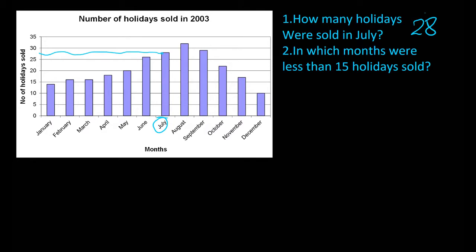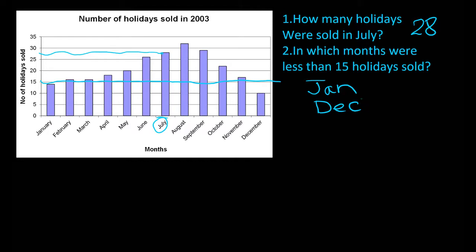And now it asks us, in which months were less than 15 holidays sold? So again, what I would do is use a ruler, rather than just my wiggly line. Oh, that's a bit straighter, look. I put the ruler across the 15, and then it would make it very easy for me to see which ones are lower than that line. So we can see in this case that January was lower and December, and all the others are just over or quite a lot over.